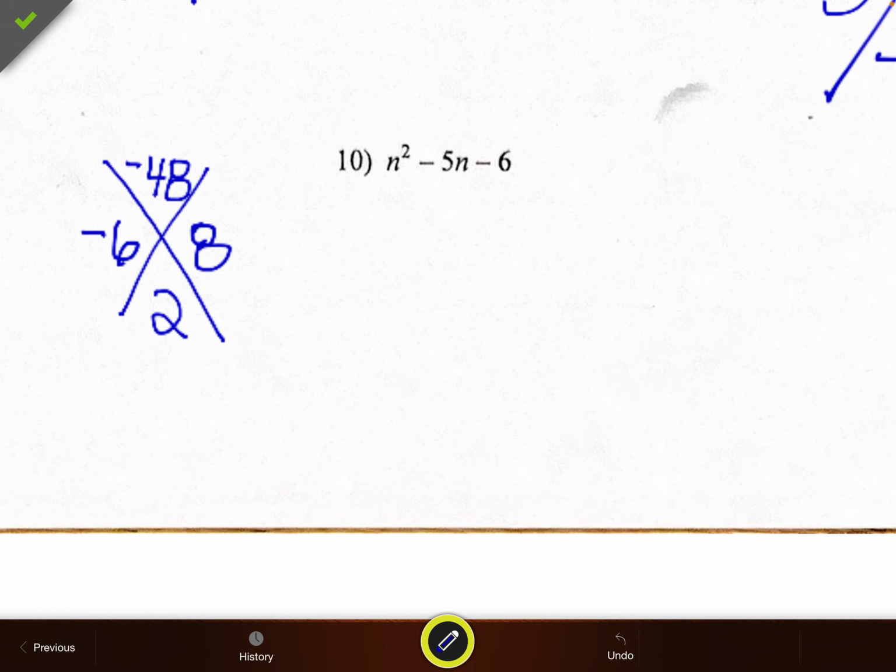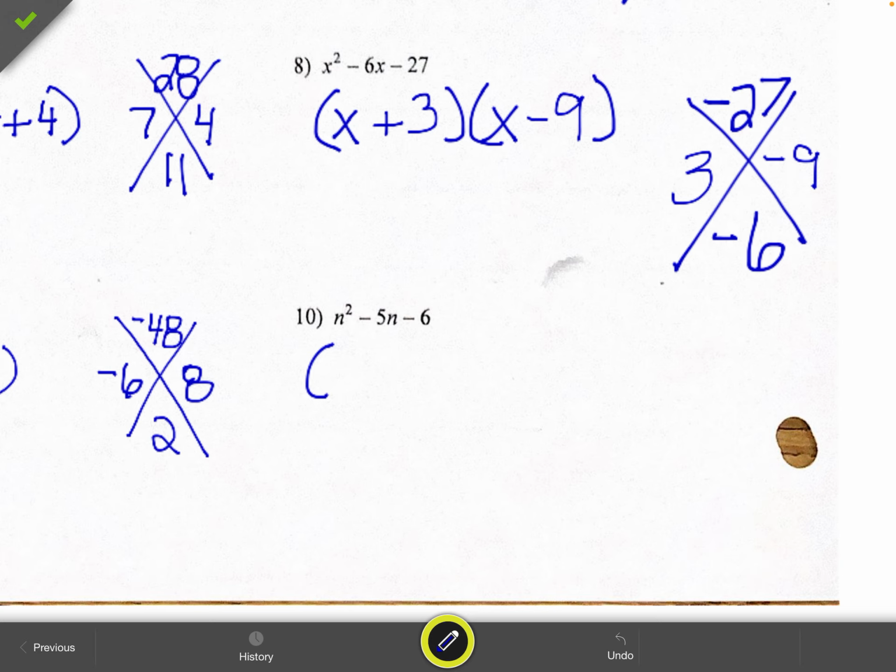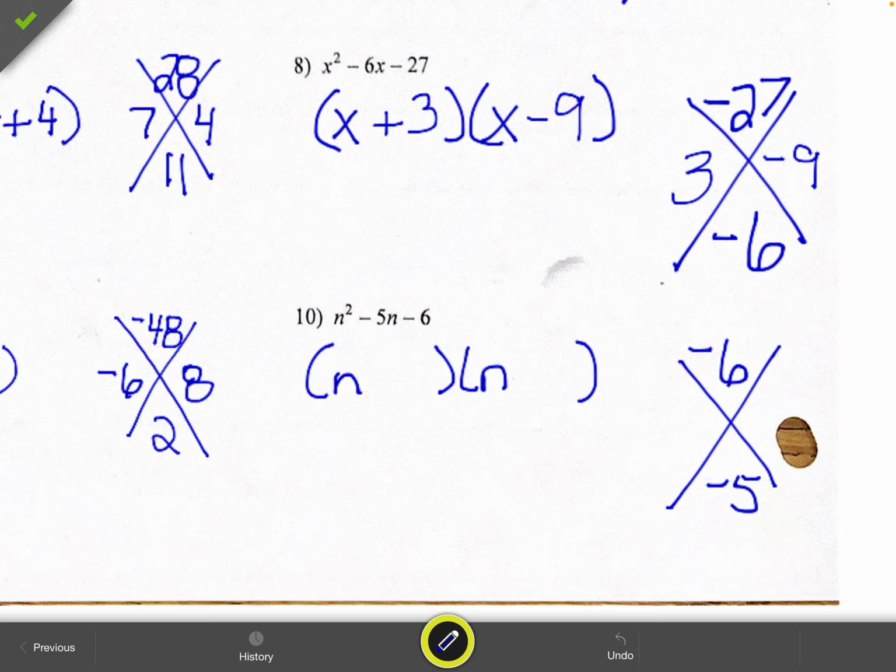All right, last one. Now they switch to N. That's fine. Somebody asked in one of the classes, can I just always use X? Yep, more power to you. If you want to do X squared minus 5X minus 6, that's fine, because that's what you're going to type into Desmos. So factors of, don't lose the minus, negative 6, that add up to, don't lose the minus, negative 5. Factors of negative 6 that add up to negative 5.